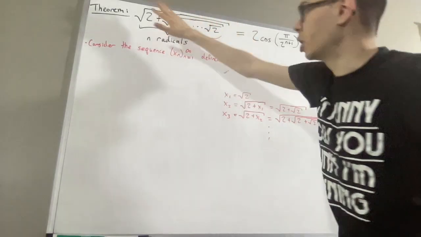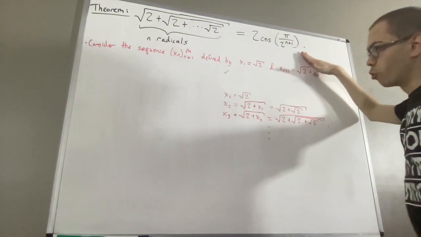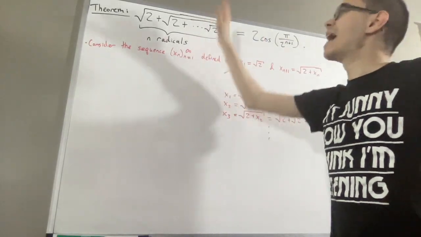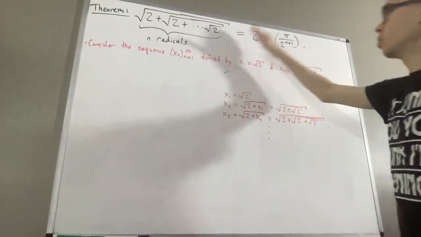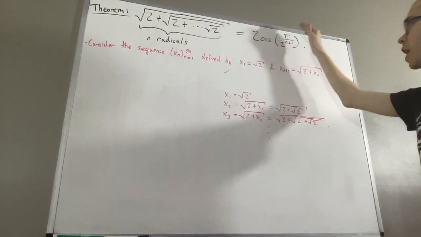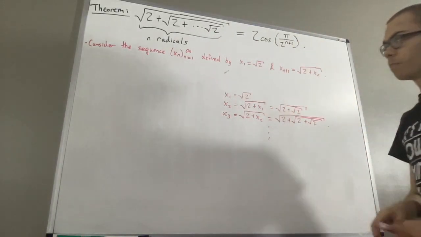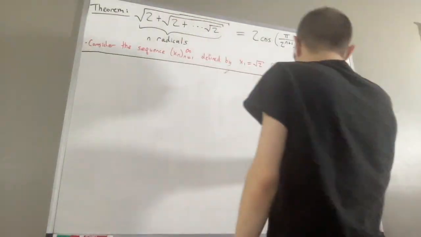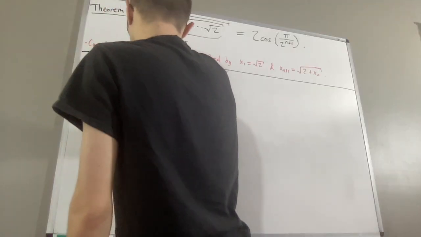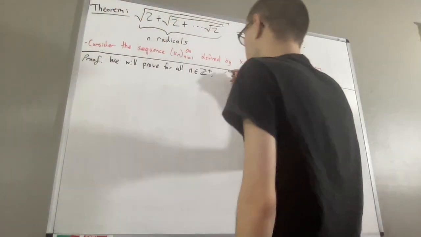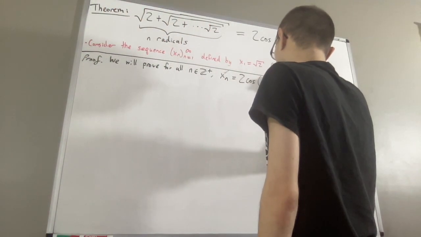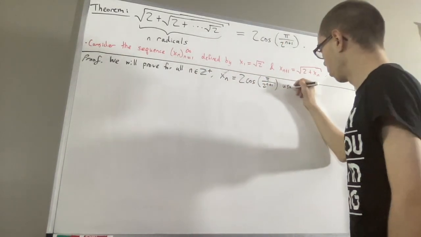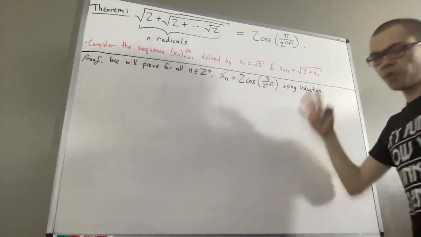So what we're really going to prove here is, for every positive integer n, x_n is equal to 2 times the cosine of pi over 2 to the power of n plus 1. And we're going to prove this using induction. So let's start with the base case.